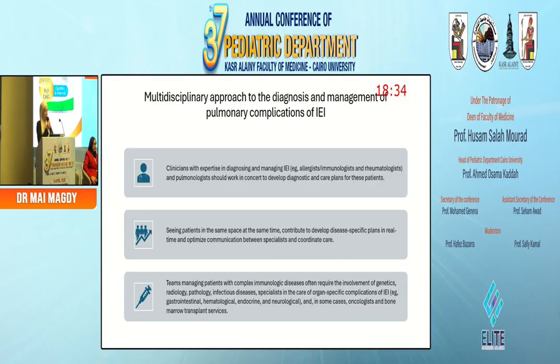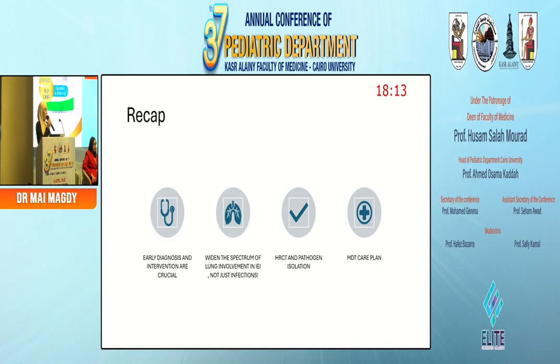Teams managing patients with complex immunologic disease often require the involvement of many specialties, such as genetics, radiology, specialists in the care of the organ-specific complications, such as the gastroenterologist or hematologists, and sometimes oncologists and bone marrow transplant services are needed. For the recap, early diagnosis and intervention are crucial.